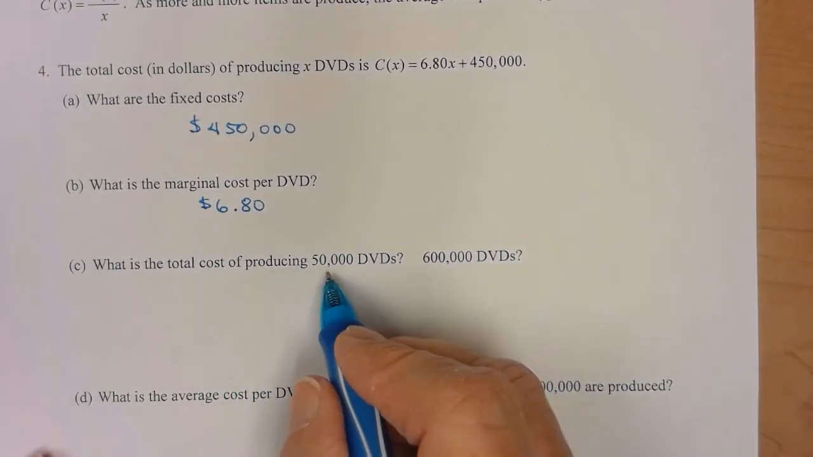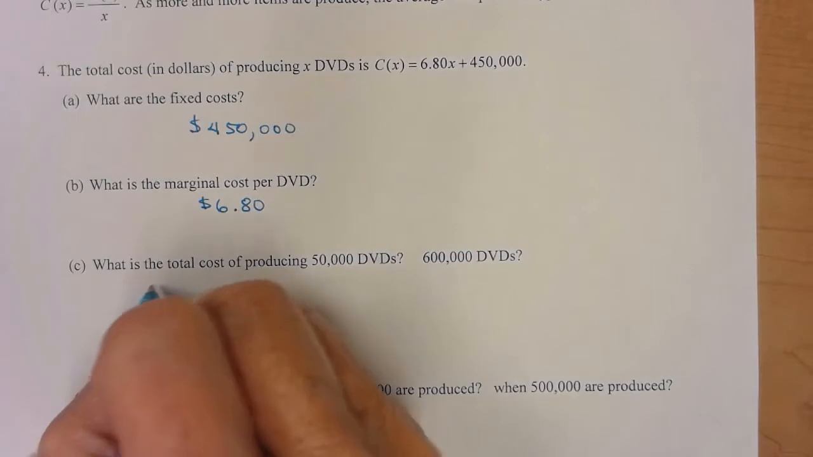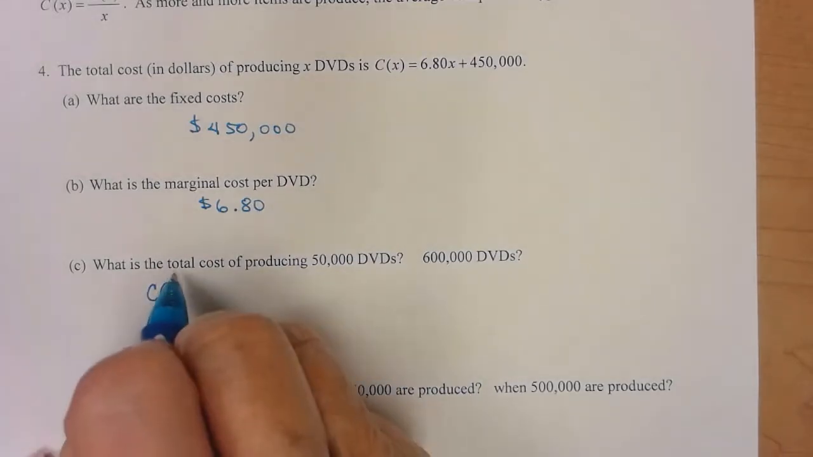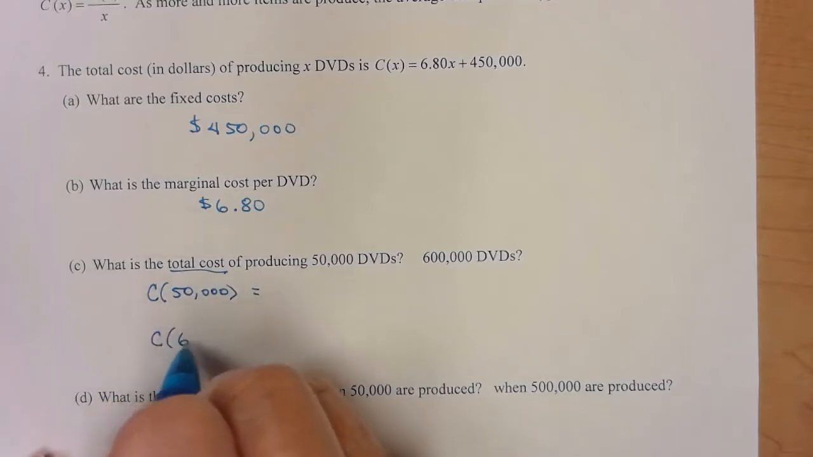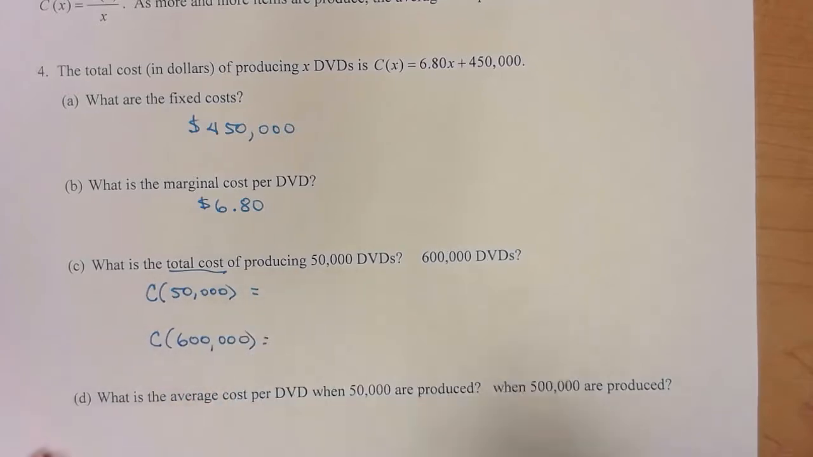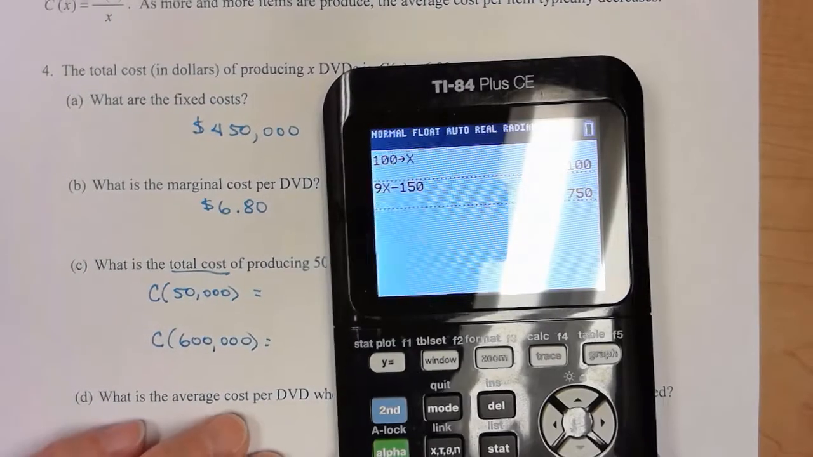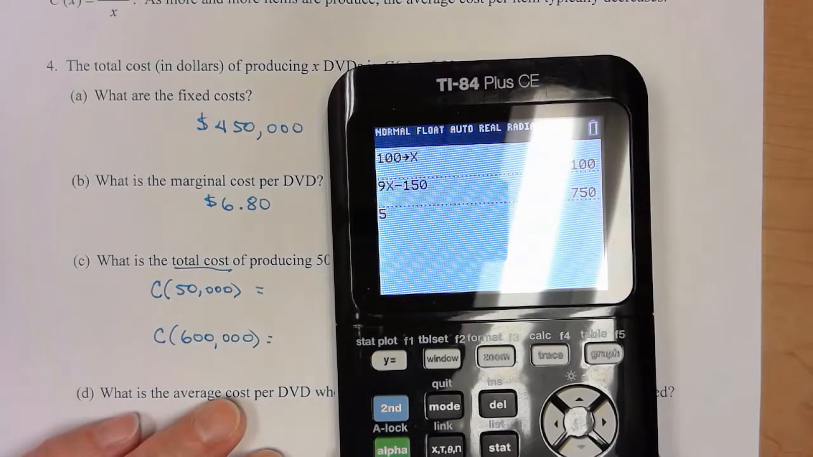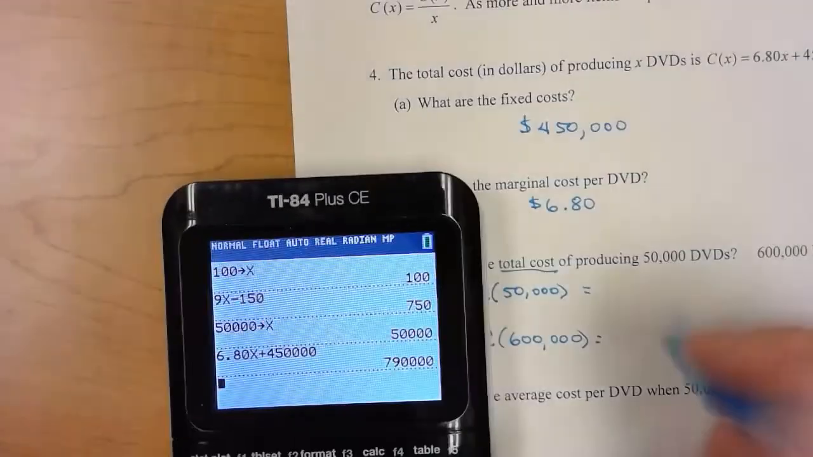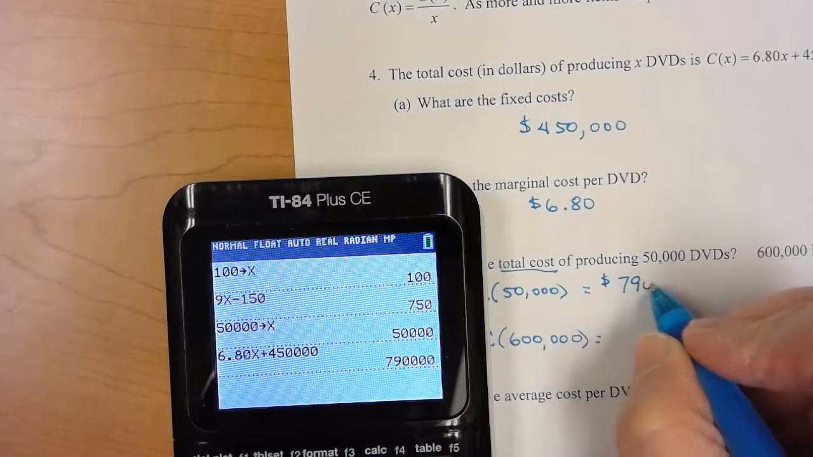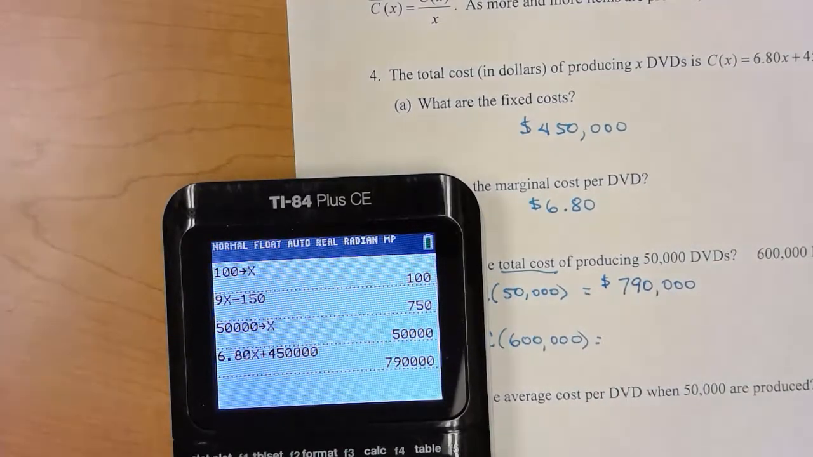What's the total cost of producing 50,000 and 600,000? We'll use your notation. So they just ask for total cost. So I'm going to store in 50,000, store that in for X. So I got 6.80X plus 450,000. So $790,000. And $600,000.